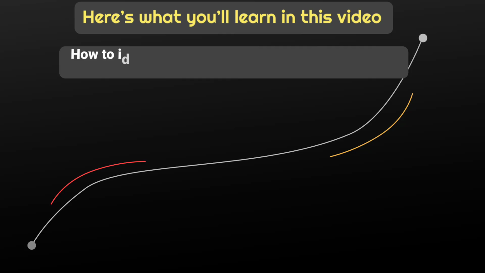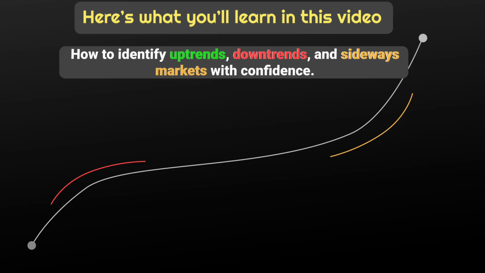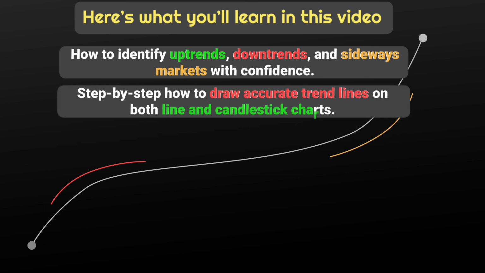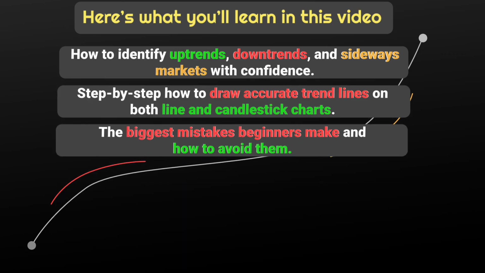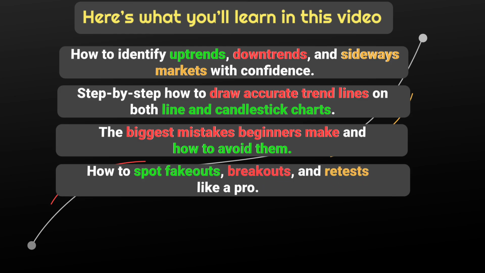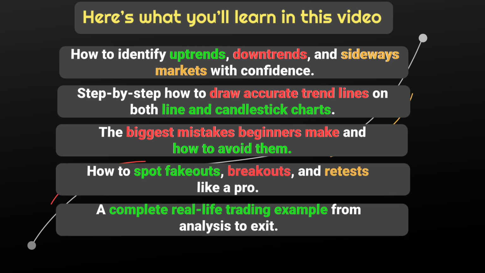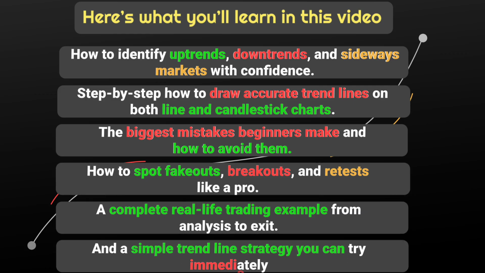Here's what you'll learn in this video: how to identify uptrends, downtrends, and sideways markets with confidence. Step by step how to draw accurate trend lines on both line and candlestick charts. The biggest mistakes beginners make and how to avoid them. How to spot fakeouts, breakouts, and retests like a pro. A complete real-life trading example from analysis to exit. And a simple trendline strategy you can try immediately.